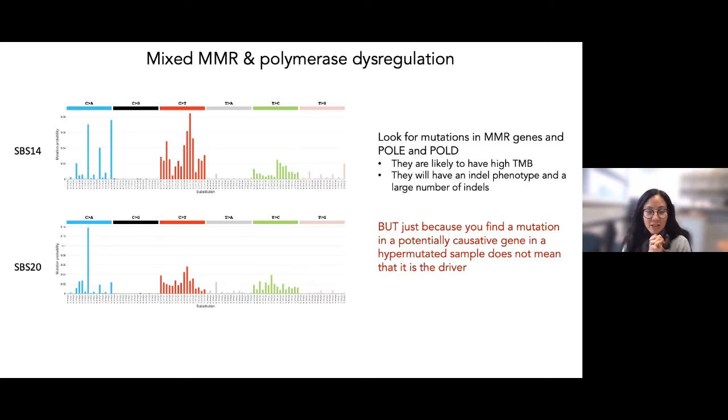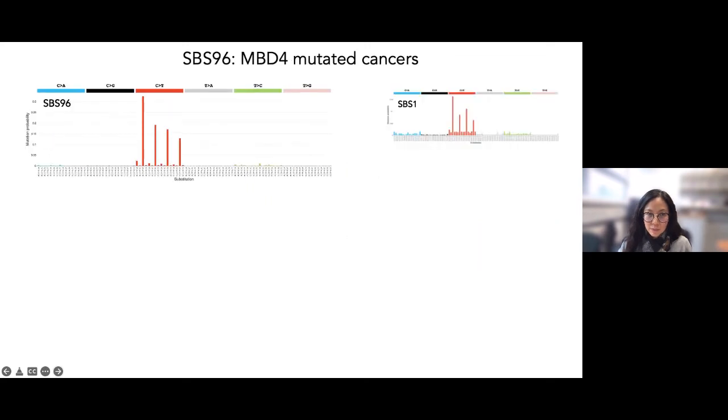If it's a missense mutation in a tumor suppressor gene, you cannot be sure it is a driver mutation at all. So just a caveat, some of these signatures, especially this one, which is a mix of mismatch repair and polymerase, tends to produce a really big mutated phenotype, and not every mutation in some of the cancer genes is a driver mutation.